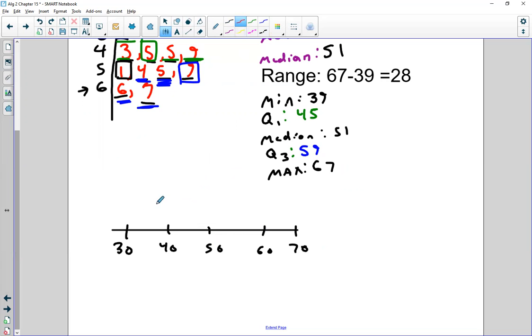Now I need to put all 5 points. 39 is my first point. I'll put it here. 45 should be in the middle of 40 and 50. 51, a little bit past 50. 59, a little bit before 60. And 67, a little bit closer to 70 than it is to 60.